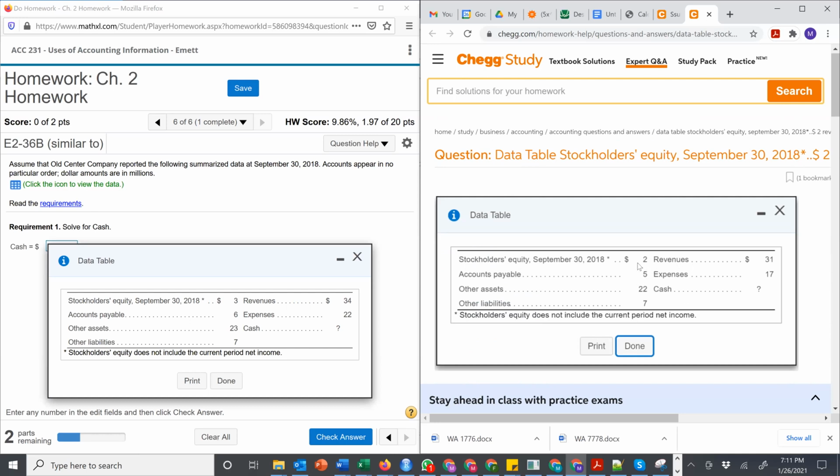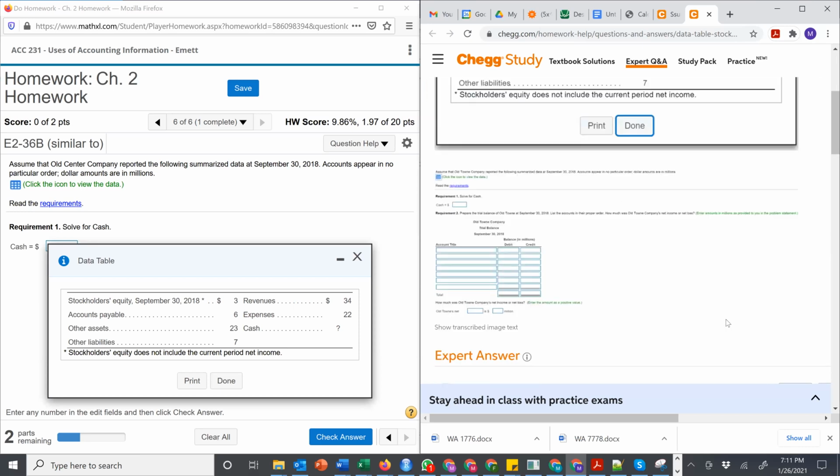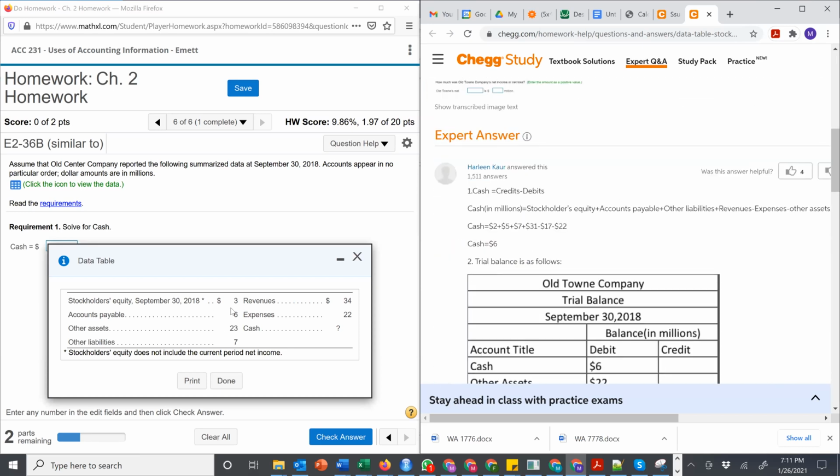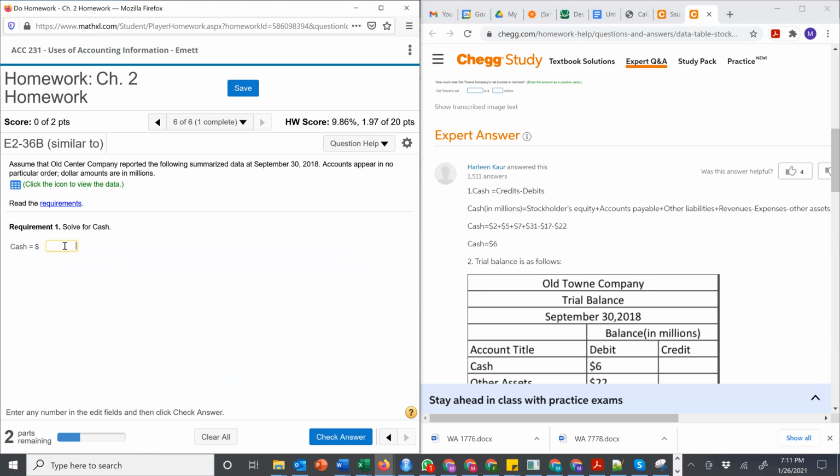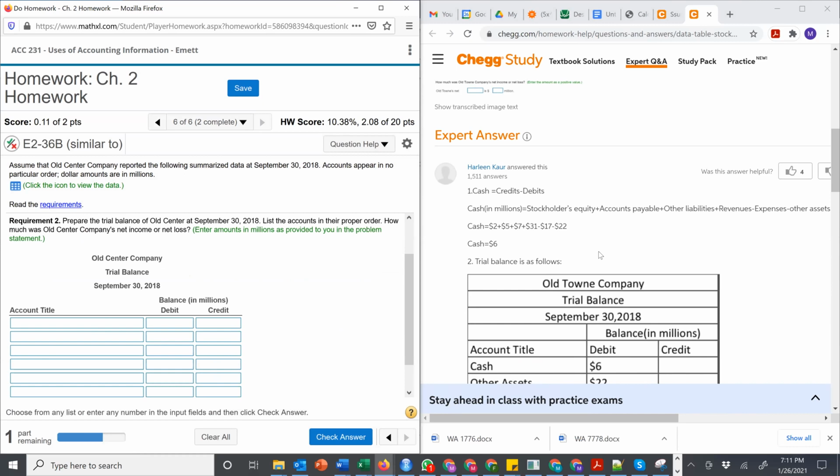So they took this number, this one, and then they subtracted. So if we use that over here, it's 3 plus 6, that's 9, plus 7, that's 16, plus that's 50, and they subtracted 22 and 23, so that's 5. Okay, so I get that now.